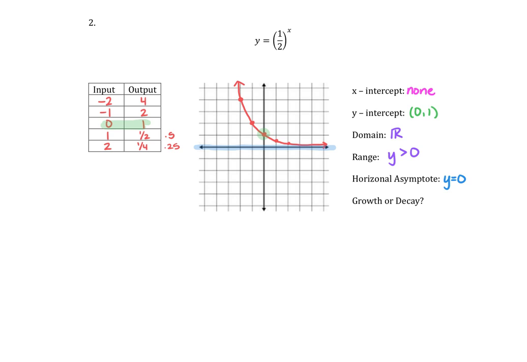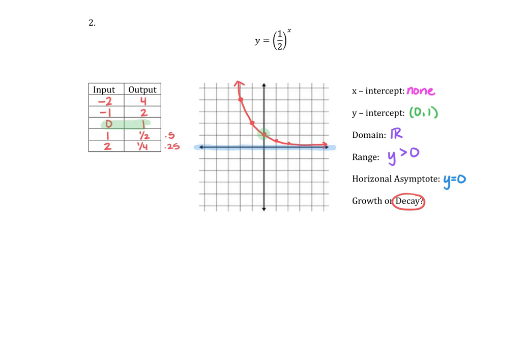Lastly, I'm going to look for if it's growth or decay. Again, if I read from left to right, you can see my graph is going down. That is an example of decay. If you look at your table, you can see that as my x values are getting bigger, my y values are actually getting smaller. They're moving in opposite directions. That will always be a dead giveaway that it's an example of decay.